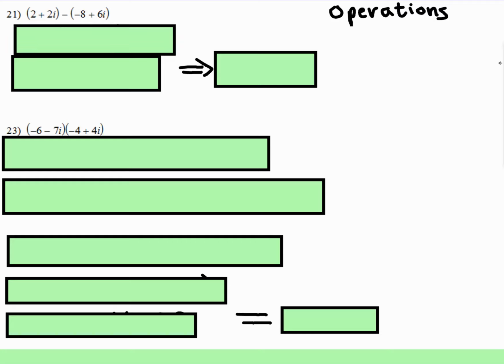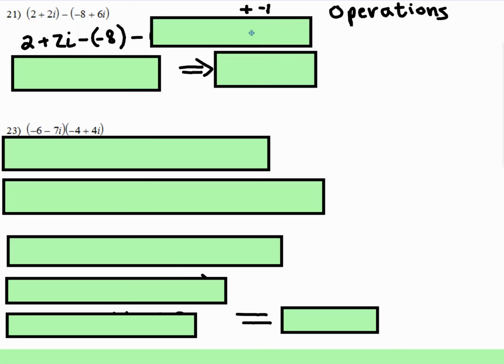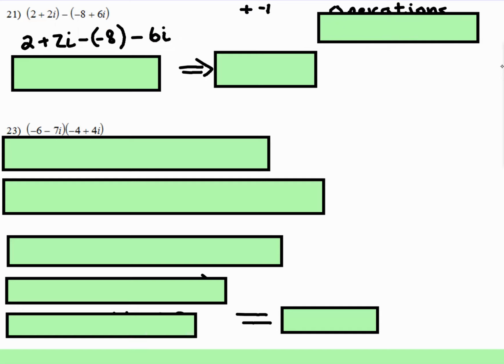You could change that to a -1 and then -1 times each of those things. Or you could think about the negative subtract sign means do the opposite. So, and I think that was the approach I showed here. So I remove the parentheses, 2 plus 2i, subtract -8, then subtract +6i.